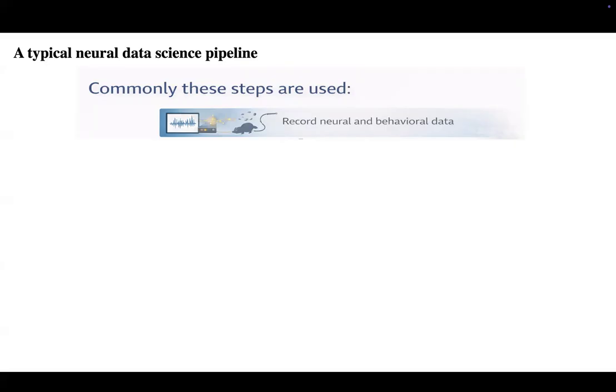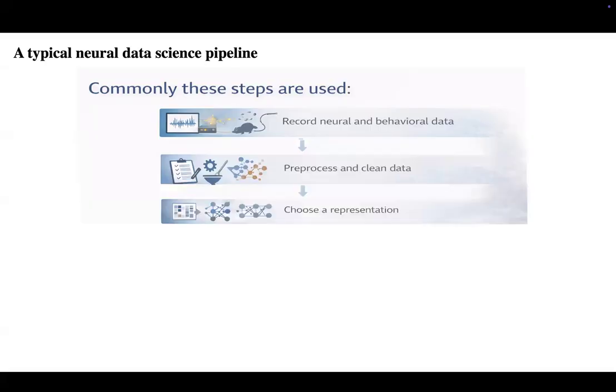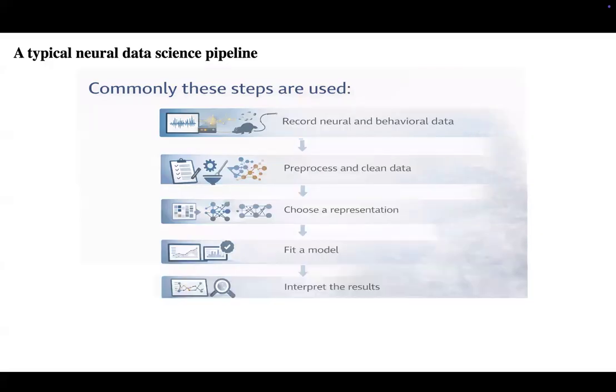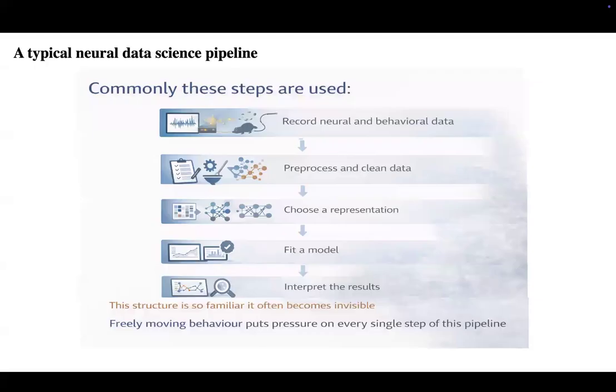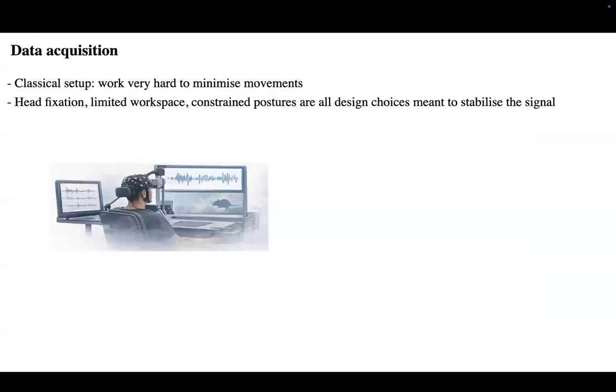which is first you record the neural and behavioral data. After this, you pre-process and clean the data, and then you choose a representation. And after that, you would fit a model on this representation, interpret the results, and then you hopefully have some conclusions. So the structure is very familiar, something that neural data scientists do all the time. And in freely moving behavior, though, every single step of this pipeline is challenged, I would say. So let's focus on the data acquisition step.